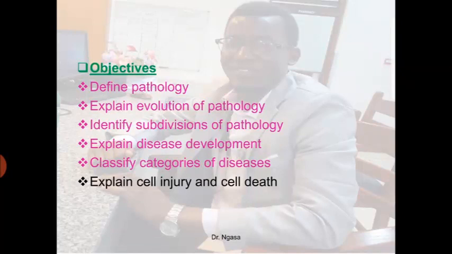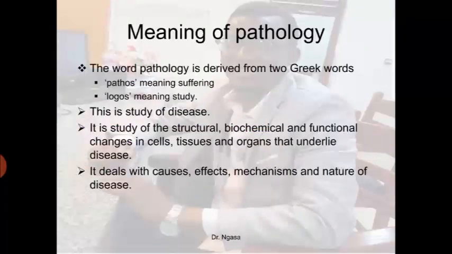And the last objective in this presentation is to explain cell injury and cell death. But today, I have prepared for you the first 5 objectives, except for the last one, which is cell injury and cell death. This objective will be covered in the next presentation. Okay, so taking you directly to our first objective, the meaning of pathology.